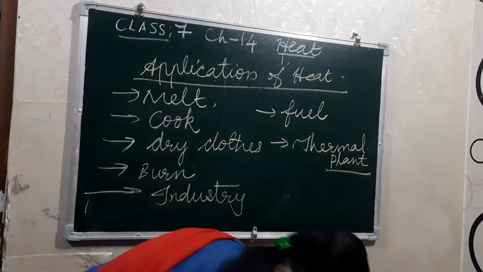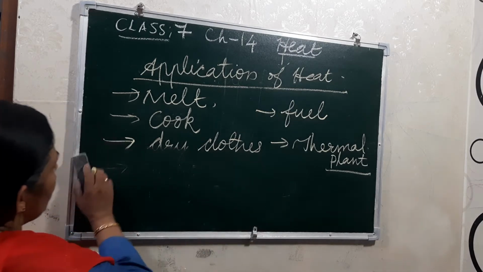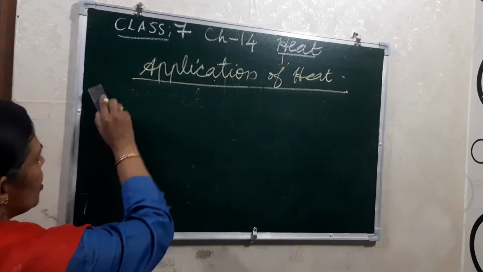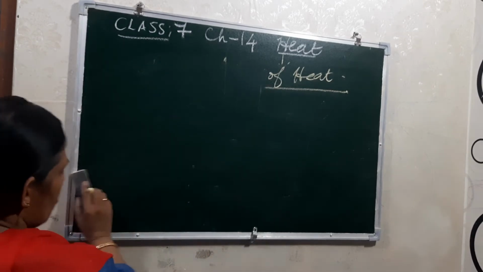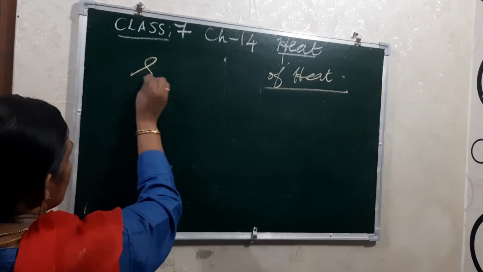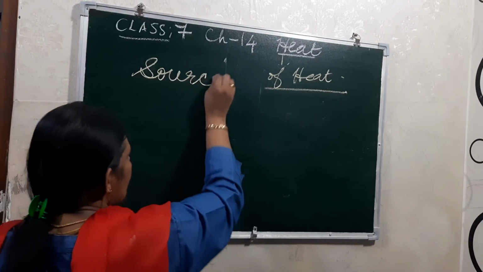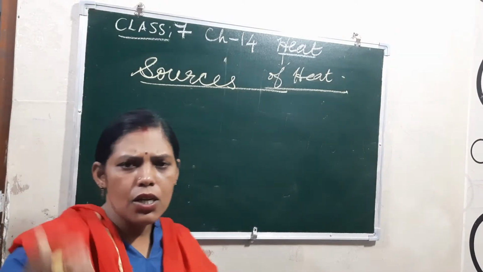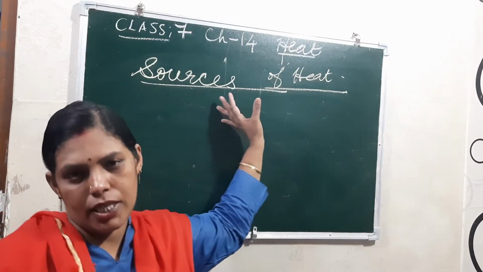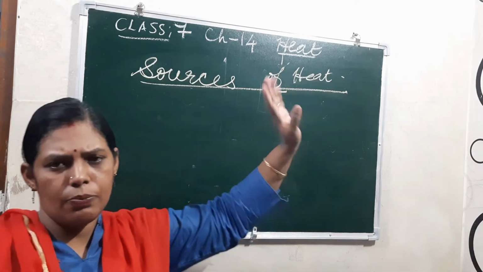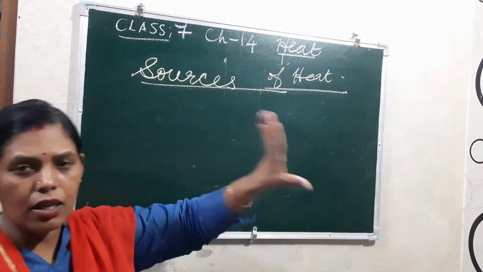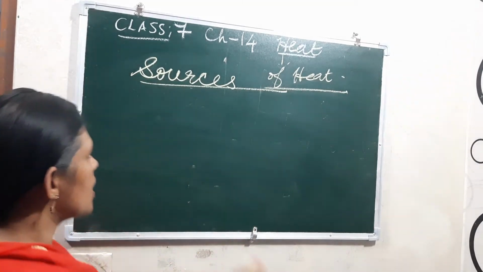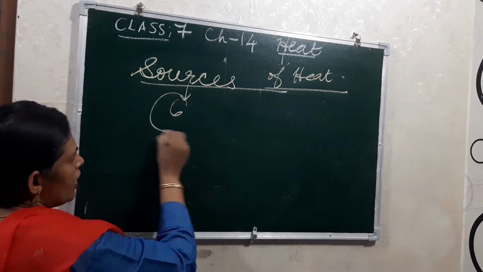Okay, now that means a number of uses are there with the heat. Now I am explaining the sources of heat. What are the sources? Sources means, children, whatever things produce heat, that is the source of heat. From any place, any thing, if it produces heat, then that will be a source of heat. Mainly here, if I explain, 6 sources are there. How many? 6 sources.